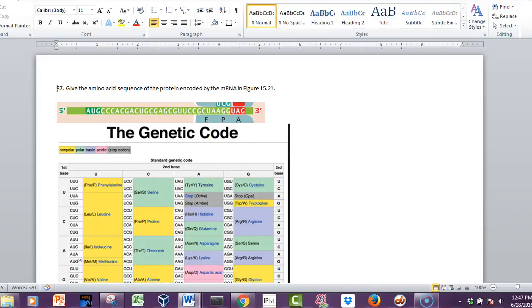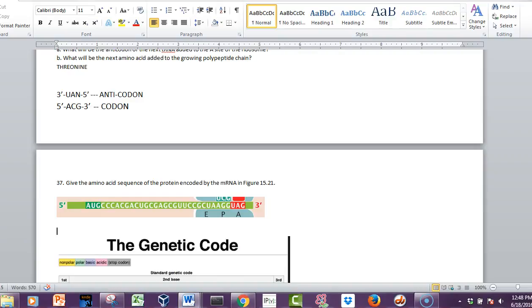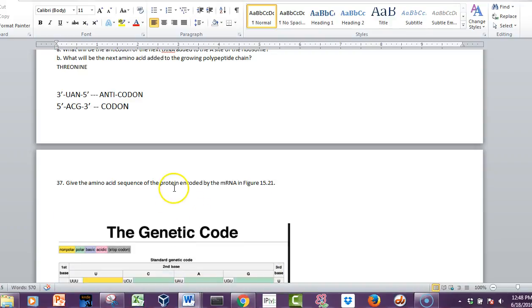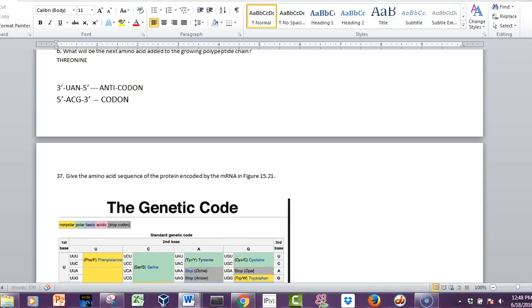I wonder if I can copy this sequence. Probably not. So let's see what we got here. Let's take this and move it down here.